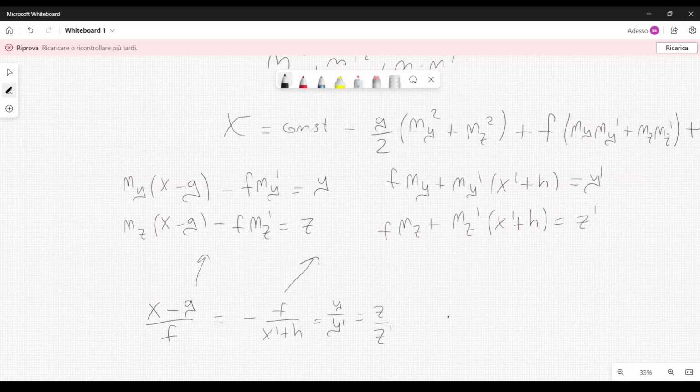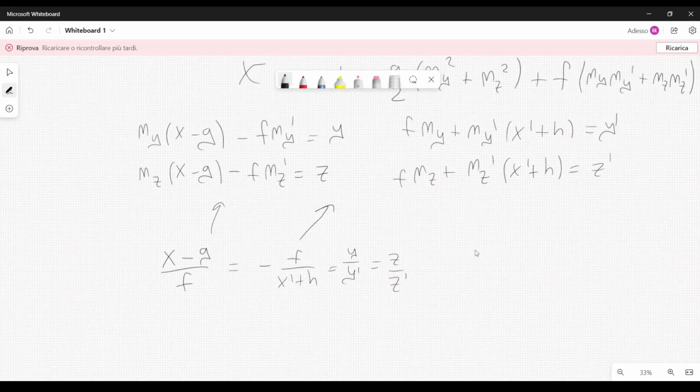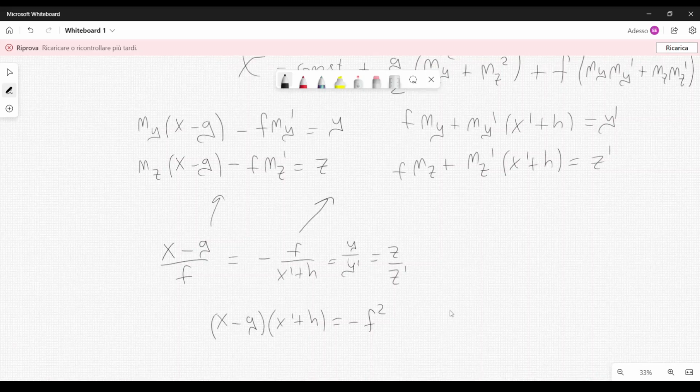In particular, we can also rewrite the following equation: x minus g times x prime plus h equal to minus f squared. The equations we have obtained give the required connection between the coordinates of the image and object for image formation using narrow bundles. The points x equal to g and x prime equal to minus h on the optical axis are called the principal foci of the optical system. Let's consider bundles of rays parallel to the optical axis.